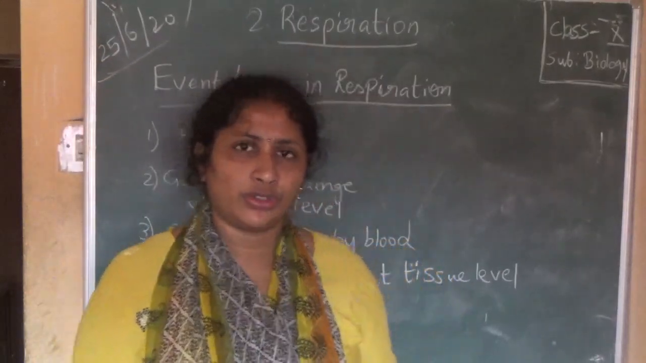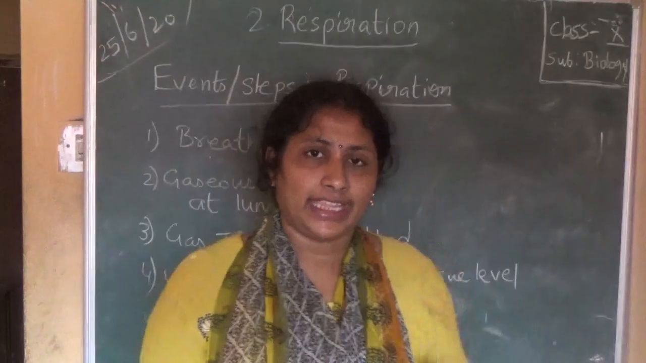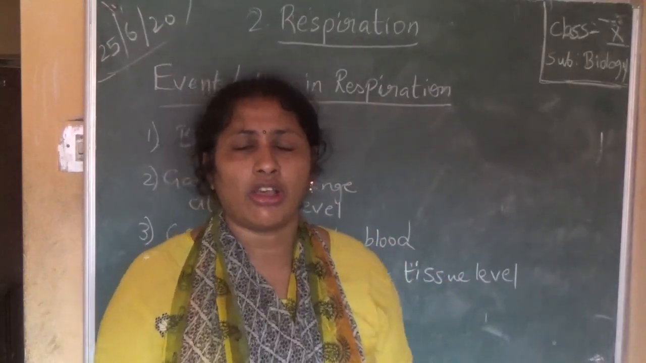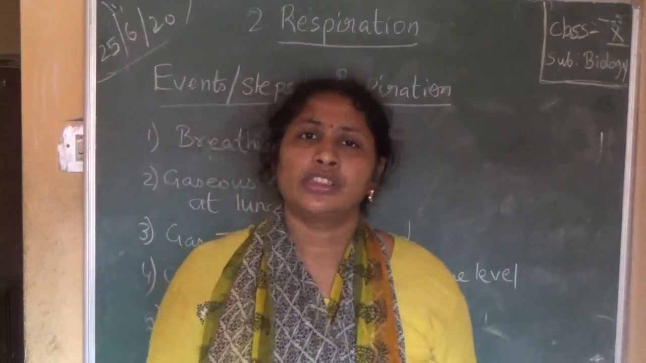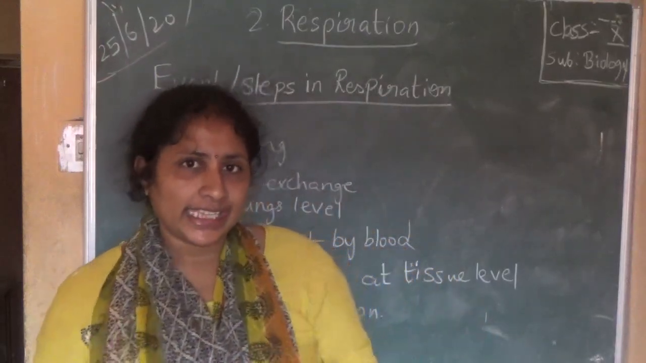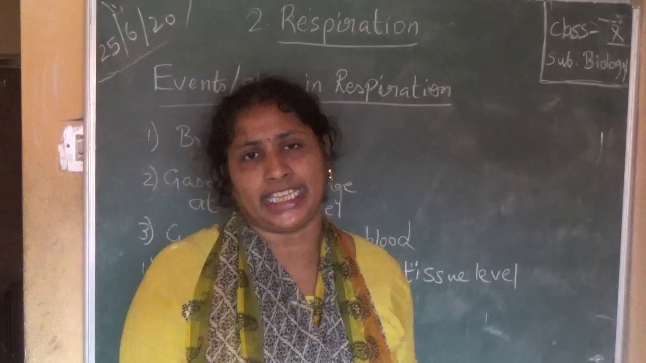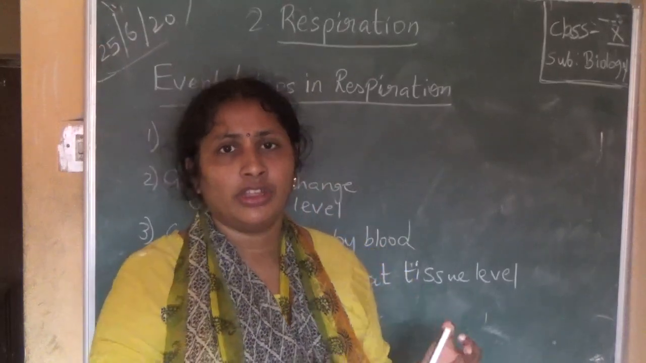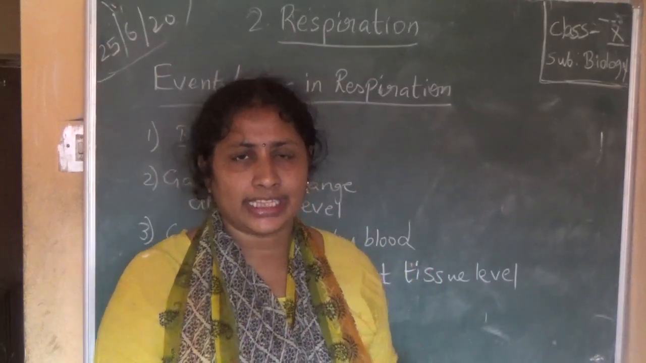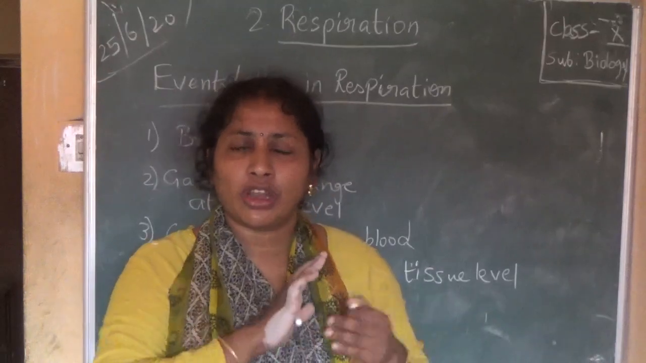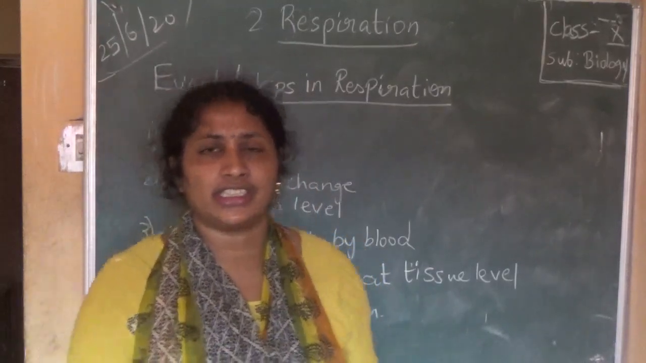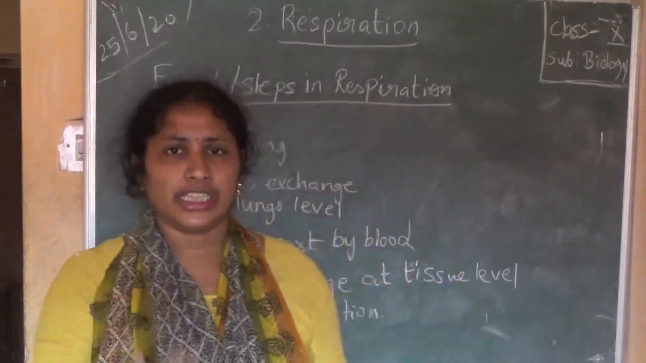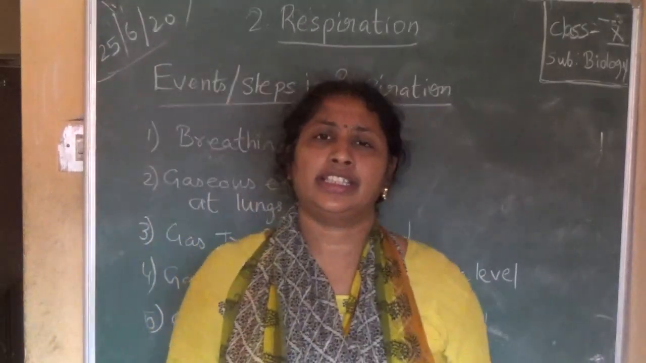They used to call oxygen breathing air and carbon dioxide fixed air. Normal air minus breathing air is vitiated air. Vitiated air is the air which does not have oxygen. So this was the last class discussion.